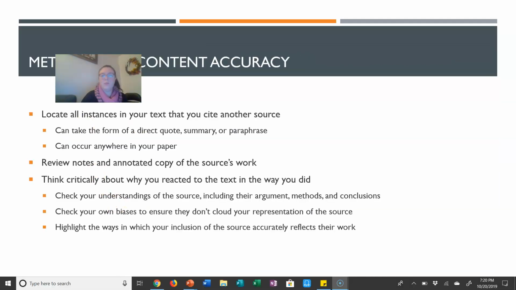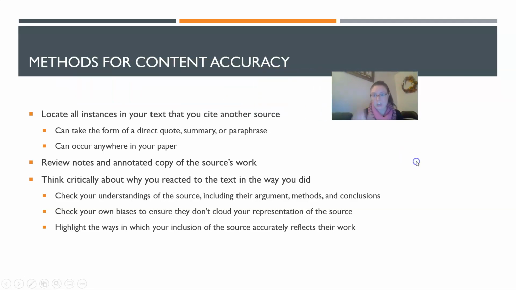All right, so when we think about methods for content accuracy, there are a few ways that we can approach this. First thing that we'll want to do is locate all instances in your text that you cite another source. So go through with a fine-tooth comb and find all of those introductory phrases, in this article or according to so-and-so. Find all those places. Use those as flags to direct your attention to ensure that you are carefully reviewing each instance of when you borrow from another source.